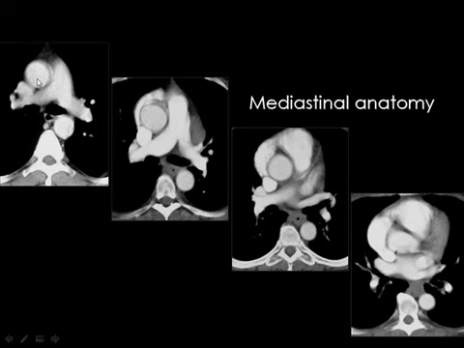Then go to the ascending aorta, which will enter the left ventricle. This is the ascending aorta, and this is the left ventricle. The left ventricle is adjacent to the right ventricle, which is adjacent to the right atrium, which is adjacent to the left atrium. This is the left atrium, this is the right atrium, right ventricle, left ventricle.